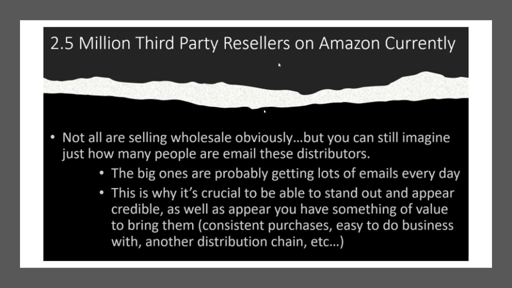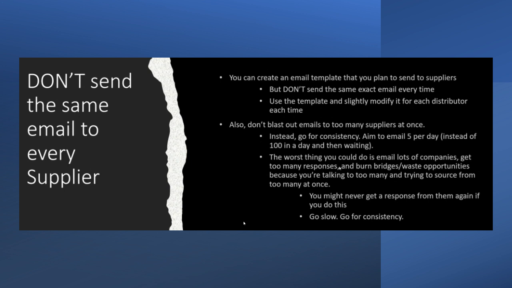Now, the big ones are probably getting lots of emails every day, right? And that's why it's crucial to be able to stand out and appear credible, as well as appear to have something of value to bring them, and come off like you're going to be a valuable asset for their business, because you're going to be a valid sourcing chain or a valid distribution chain to your customers for them, okay? And again, all of this is not stuff that you're saying. It's subtly implied by doing the things that we're covering in this lecture, okay?